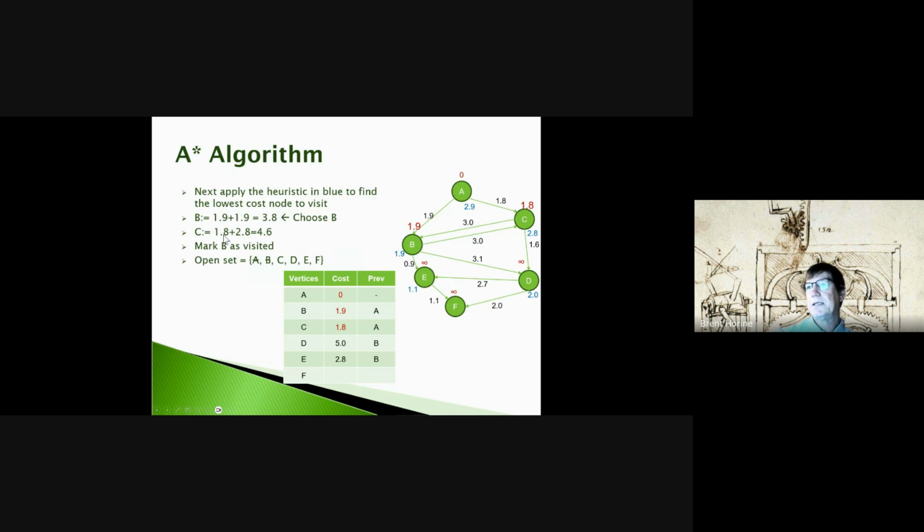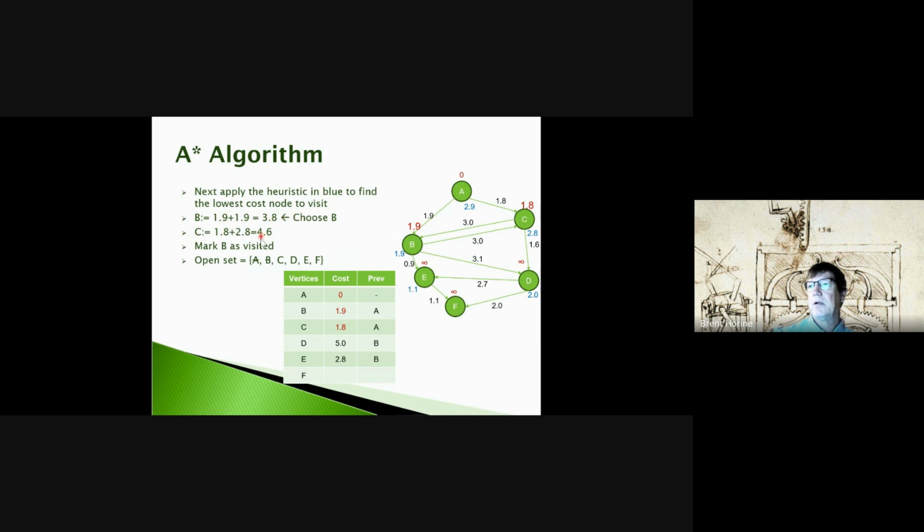So it took 1.8 to get to C, and then it's 2.8 to jump directly from C straight across to F. So that's 4.6. Well, B is lower. 3.8 is lower than 4.6. Note, in Dijkstra, we would be comparing these two numbers here. But grab my laser pointer. So we'd be evaluating these two numbers in Dijkstra, and you see we would check C first.